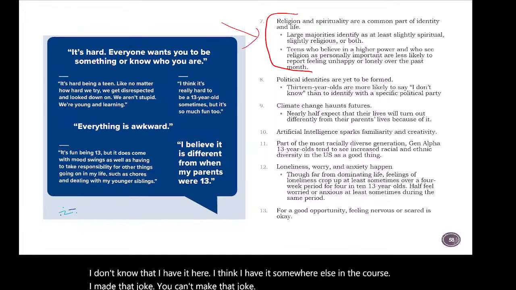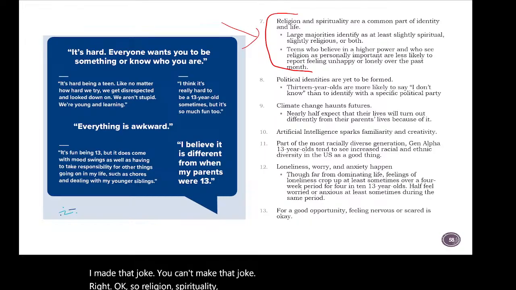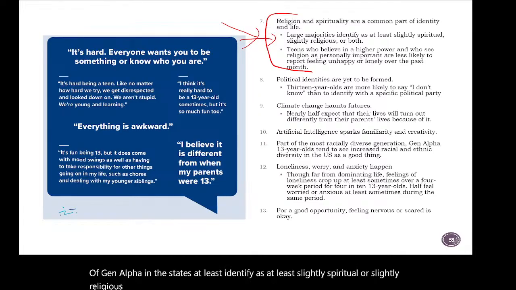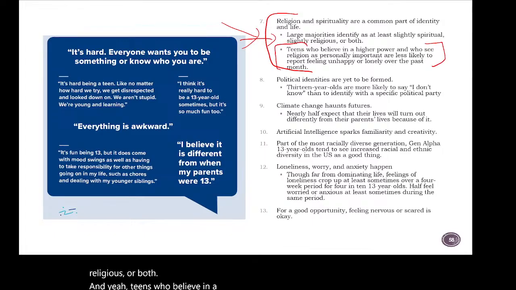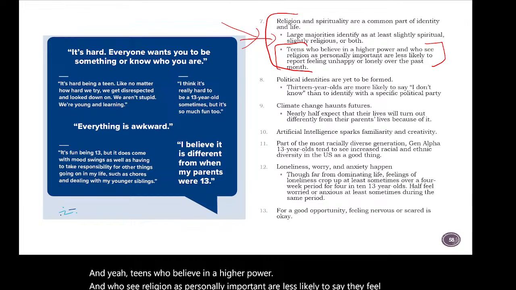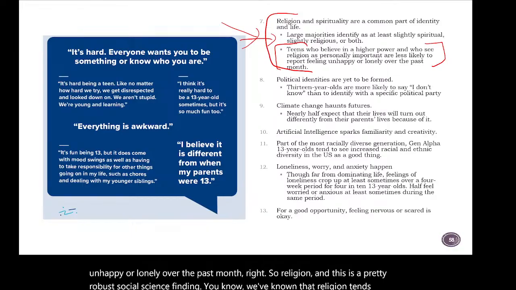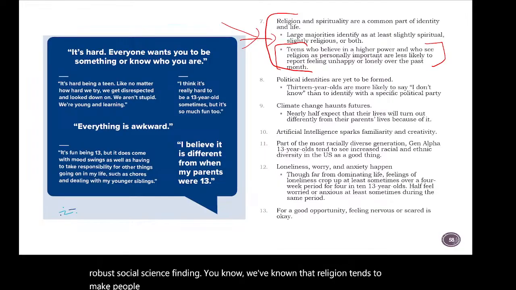Right? Okay, so religion and spirituality, common parts of identity and life. And yeah, large majorities of Gen Alpha, in the States at least, identify as at least slightly spiritual or slightly religious or both. And yeah, teens who believe in a higher power and who see religion as personally important are less likely to say they feel unhappy or lonely over the past month, right? So religion, and this is a pretty robust social science finding, we've known that religion tends to make people happier, less lonely, and all of these things. We've known that for a long time, and that seems to follow through with Gen Alpha.